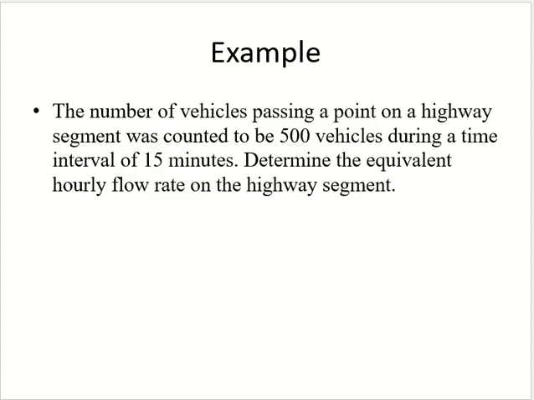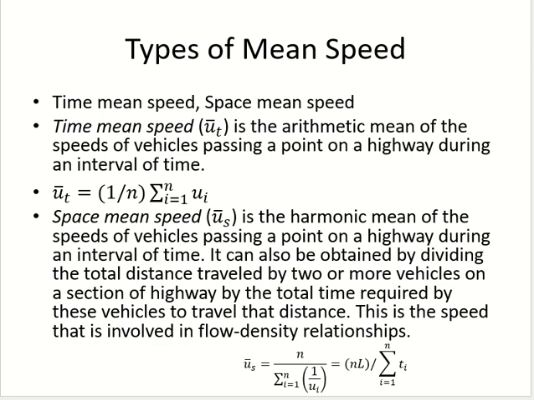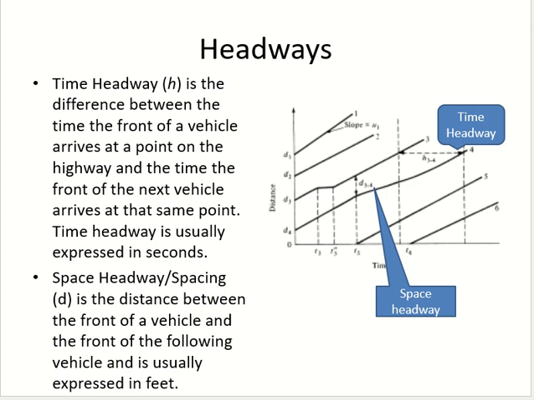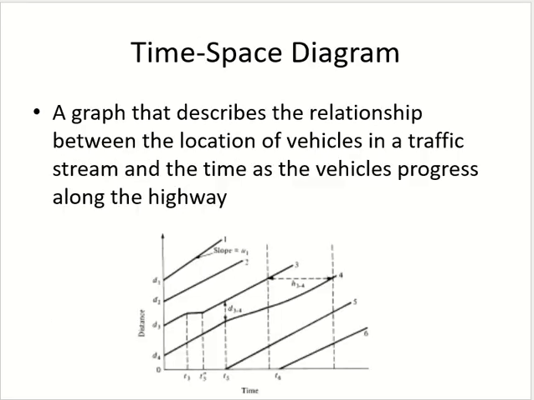Then you have density and speed, and the speed should be mean speed. It can be time mean speed or space mean speed. The first one is the simple arithmetic mean, and the second one is the harmonic mean of the speeds. We looked at this equation, then we looked at the concept of time headway and space headway, the interval between two vehicles. The distance between them is space headway, the time between them is time headway.